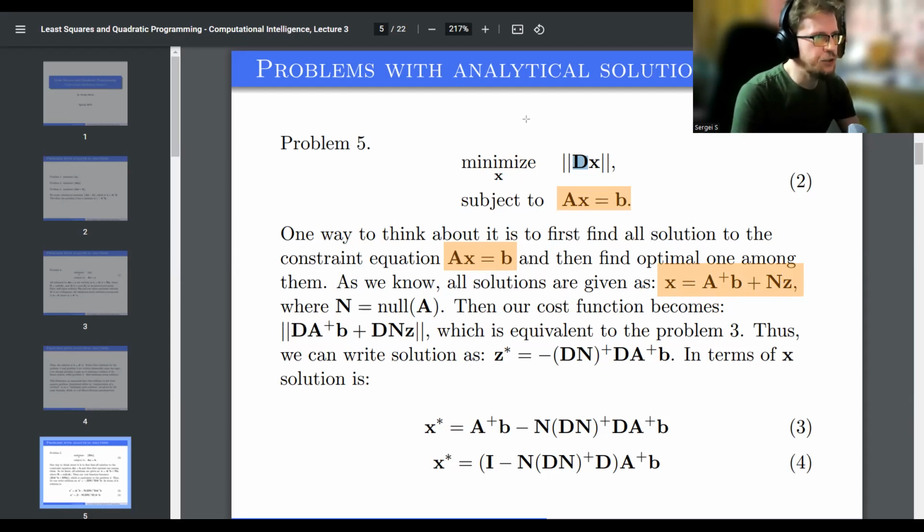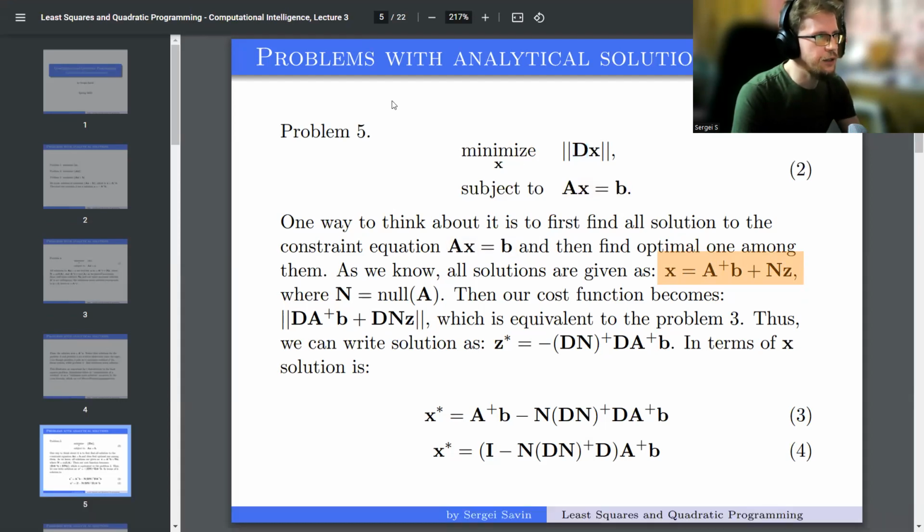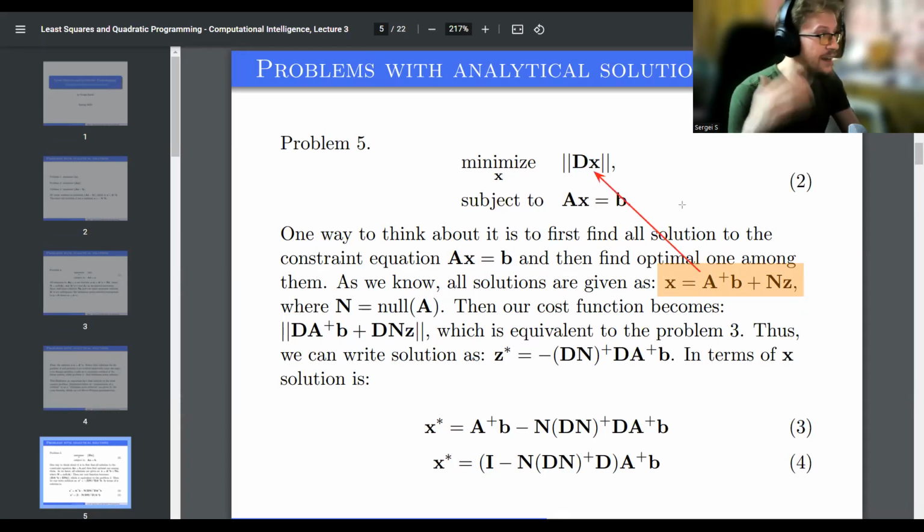Then we can substitute this guy into, let's say, into here. So we know what x is, and we can substitute it into the cost function. So the cost function then becomes, let me use the same color. So it would be, we multiply by D this thing, and we get D times A inverse b plus D times Nz. Okay, so this part goes here, and that's what we get.